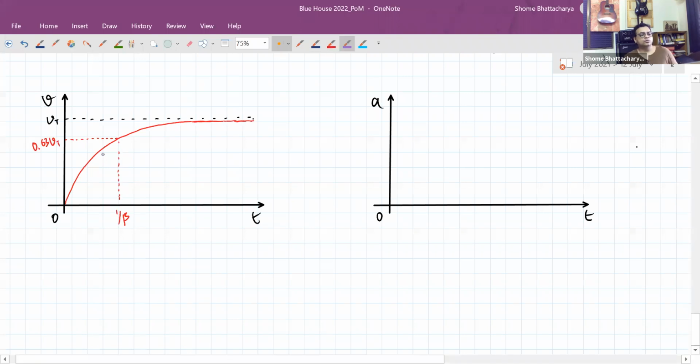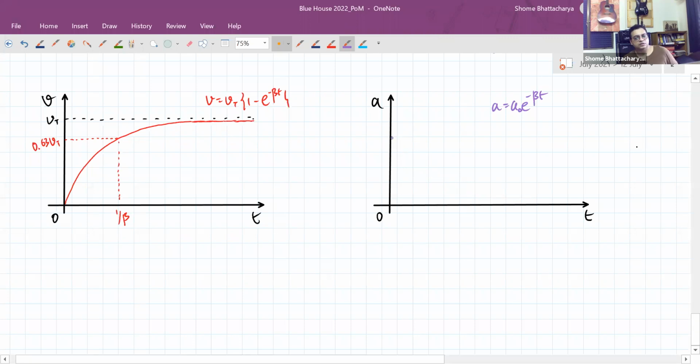So now imagine the slope of this graph, or just draw the graph on the basis of graphical analysis of the formula, either way, and you'll understand how the acceleration varies with time. The acceleration varies with time according to A naught into e raised to the power minus beta t. So this is a decaying kind of exponential graph. This also decays rather rapidly and almost tends to zero.